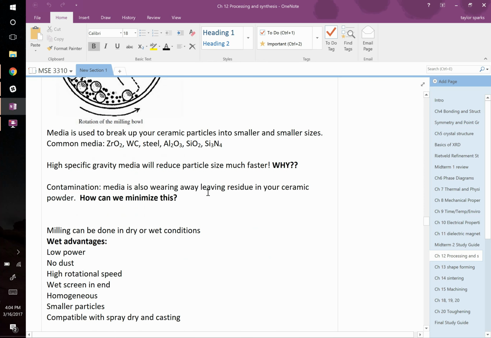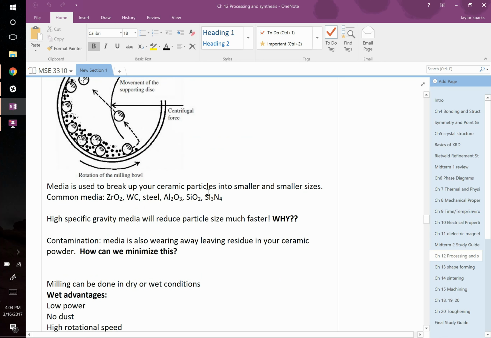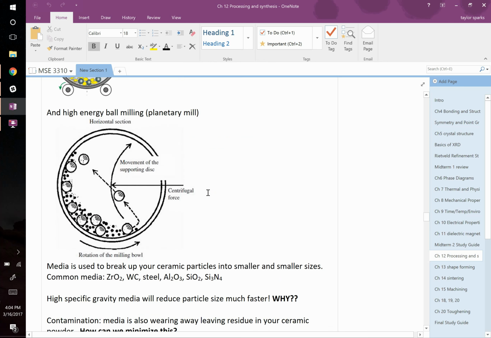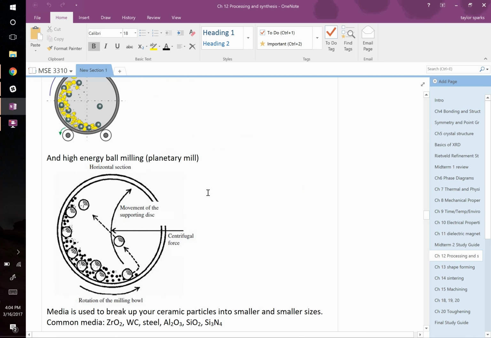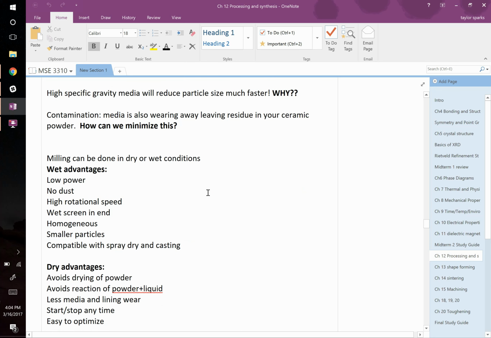I think we left off talking about media, and we didn't specify much more about the different types or the conditions. So let's talk about the conditions. You can do planetary milling, just like you can do sieving, in either a dry state or a wet state. There are going to be pros and cons to each one.